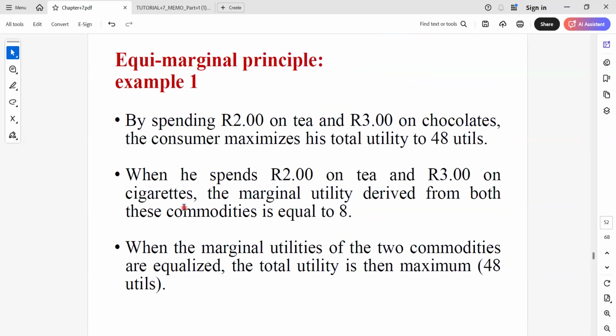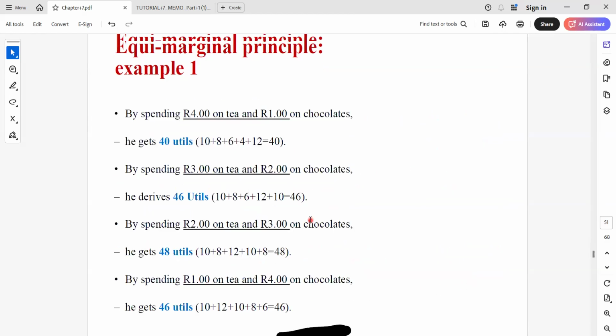So let me see what they say here. By spending 2 rand on tea and 3 on chocolate, he maximizes his total utility at 48 utils. When he spends 2 rand on tea and 3 on chocolate, on cigarettes, I think they wanted to say chocolates, the marginal utility derived from both these commodities is equal to 8. When the marginal utilities of the two commodities are equalized, the total utility is then maximized at 48 utils.